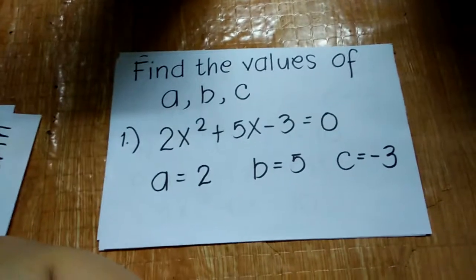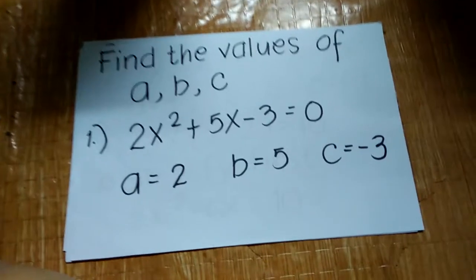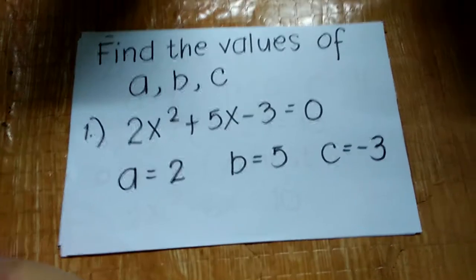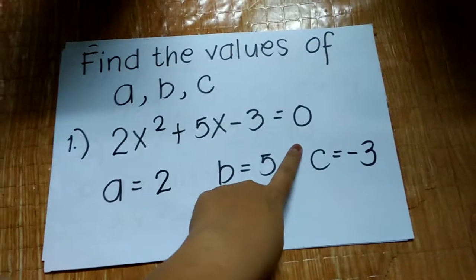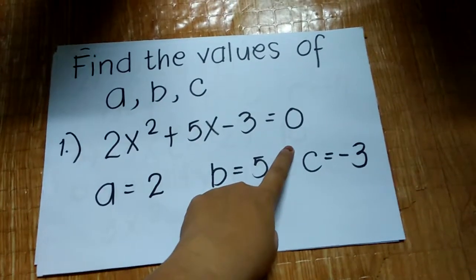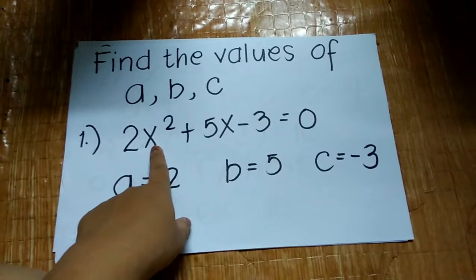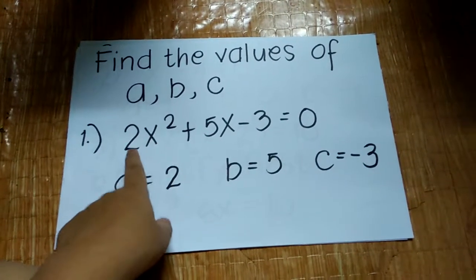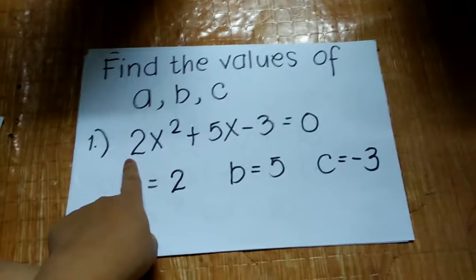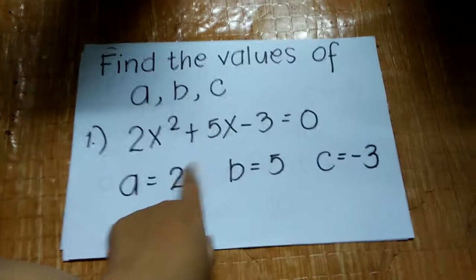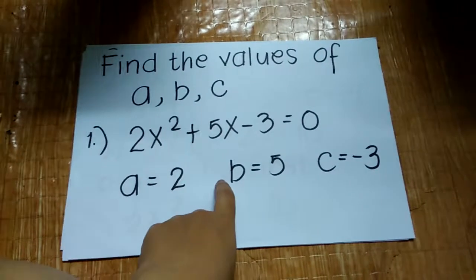Okay, number 1. Find the values of a, b, and c. So, we have 2x squared plus 5x minus 3 is equals to 0. Again, yung a is a quadratic term. Yung may x squared. Ano yung katabi ni x squared number? Or yung constant niya, number niya, is 2. So, we say that a is equals to 2. And then, yung 5x, yun yung b. So, b is equals to 5.